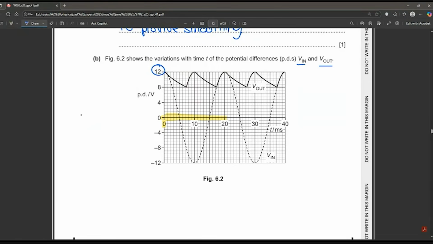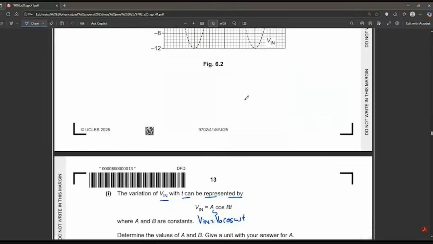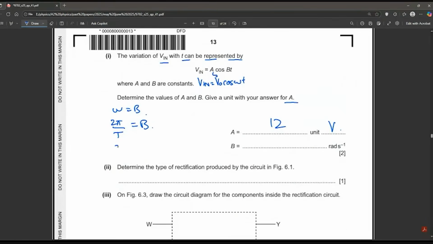Time period क्या हो गया? 20 milliseconds. Okay. Divide कर दो. 2π divided by 20 into 10 to the power of minus 3. What is the value of B? Calculate करो तो क्या आंसर आता है? This comes out to be what? 314. 314 radians per second.